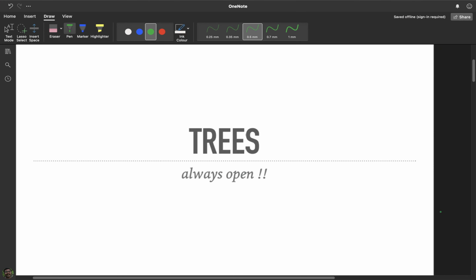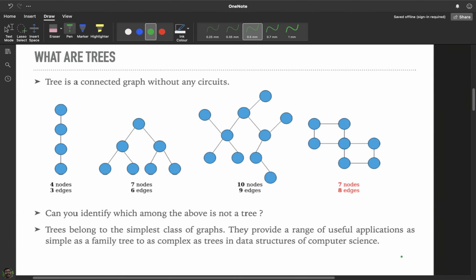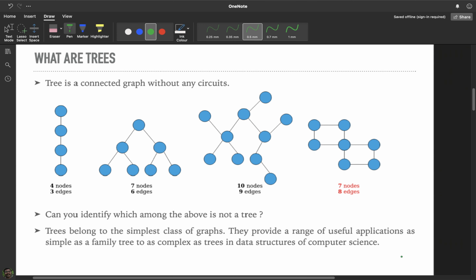Hi. In this session, we will be discussing an important class of graphs called trees. Trees are the simplest of graphs actually. So what is a tree? The definition is very simple. A tree is a connected graph without any circuits. Basically, first of all, it is connected and it will not have any circuits.